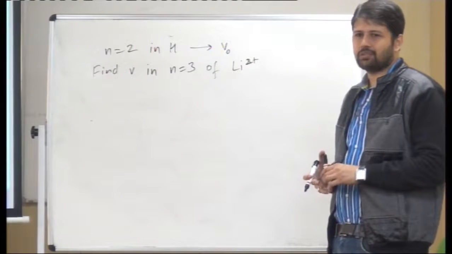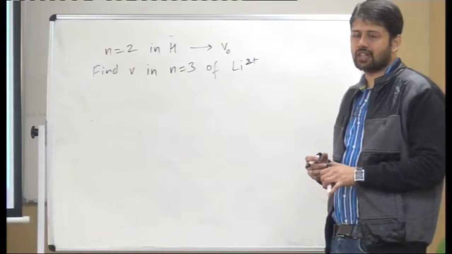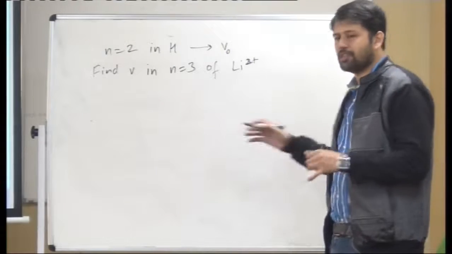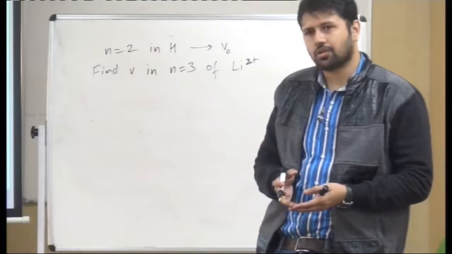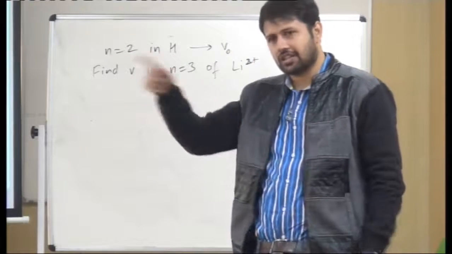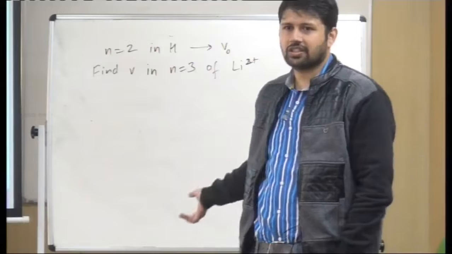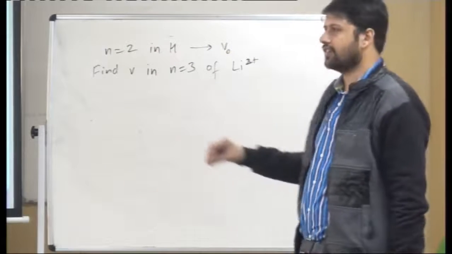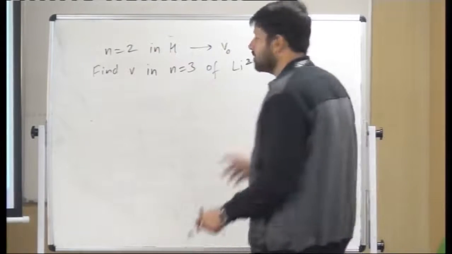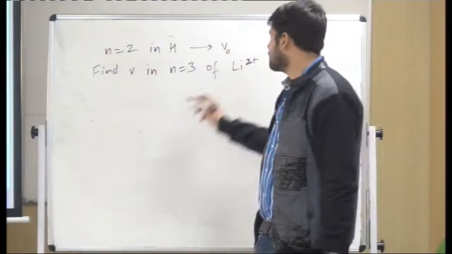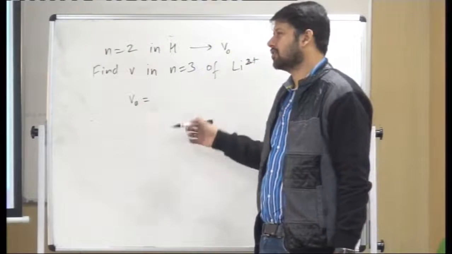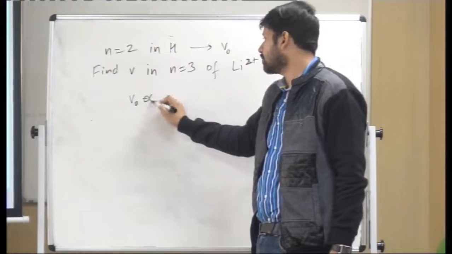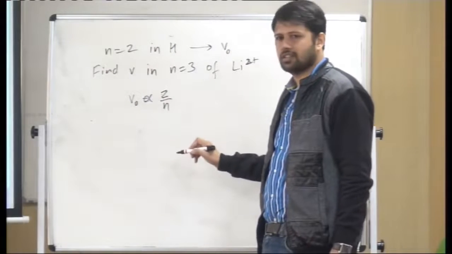I don't expect them to come in JEE directly, but they may form a part of a bigger question actually. A question may be asked for some other thing, and it uses this kind of thing. So instead of actually solving it, if you know the dependence, we can use it. For this question, V was proportional to Z by n, right?